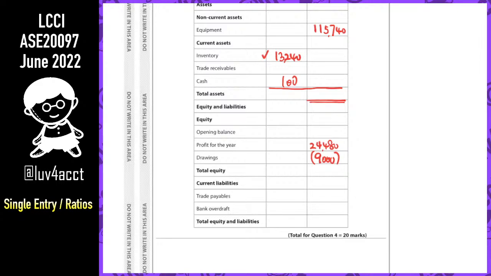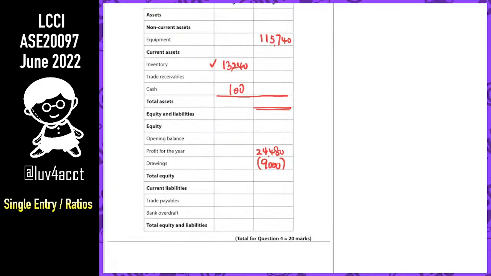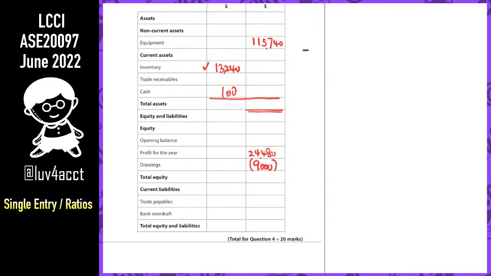Sometimes we have more. Sometimes we have irrecoverable debts, returns, discounts. But this time we don't have. So what we need is to know the relationship for trade receivables and trade payables. Opening balance plus credit sales, credit purchases, minus receipts, payments is equal to closing balance.